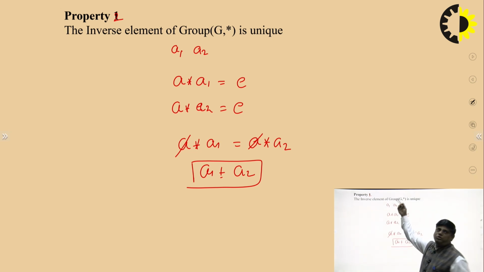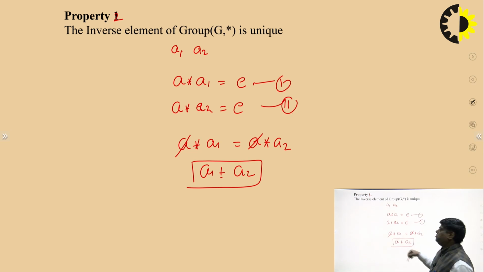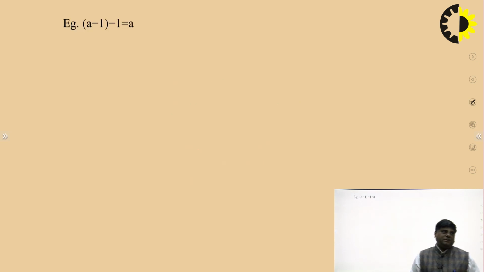First, we take the two different inverses and follow the property of the inverse, and using the mathematical concept, we can prove that A1 is equal to A2. Then we can say that the inverse of the group is unique. Now, that is also the most important property of the group.